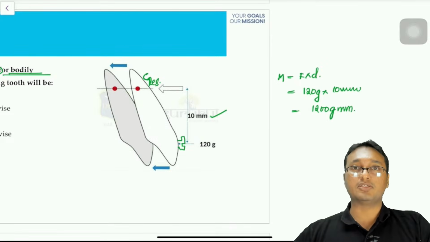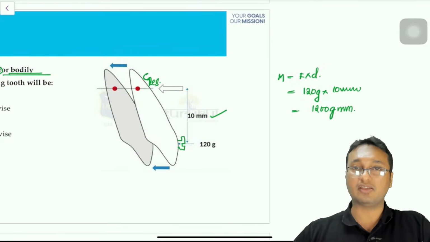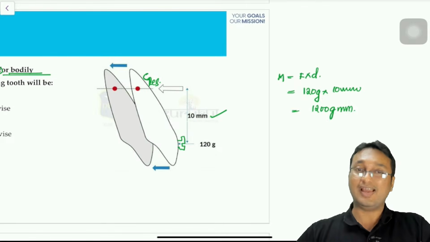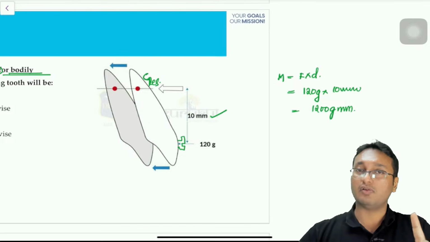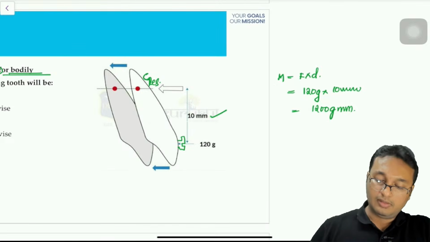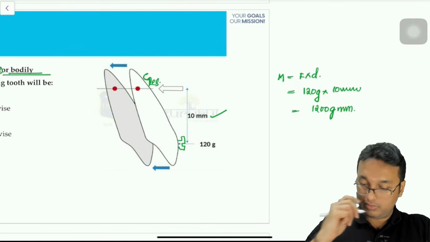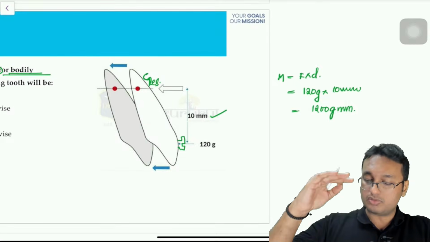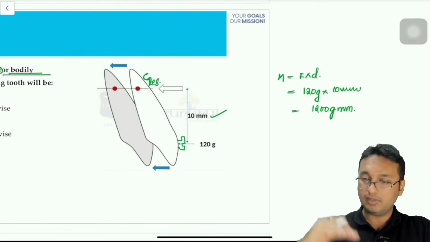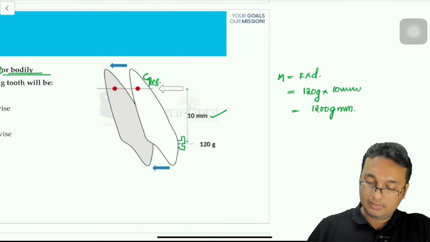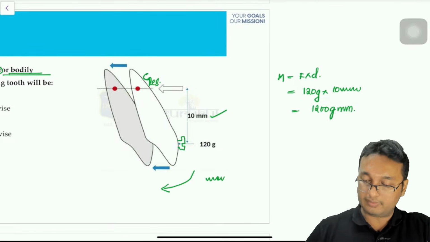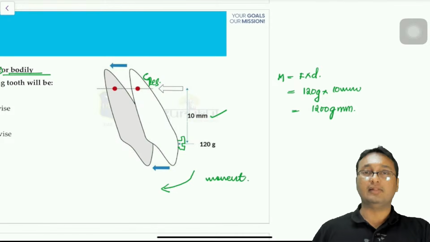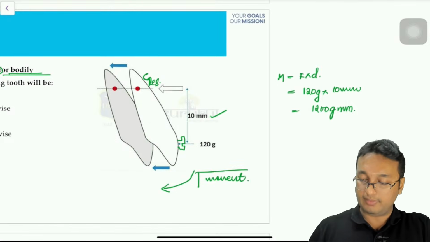It's called moment. But as I said, it's a vector quantity. It has to have direction also, right? We know the magnitude. Now what should be the direction? Whenever you want the tooth to move in a tipping manner, this should be the direction of moment, clockwise.